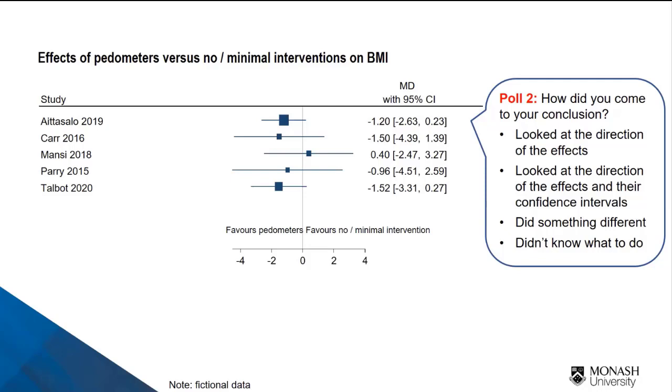Yeah, I'll be brave. I said direction of effects and confidence intervals. Because although the direction of the effects seems to favour pedometers for most of the studies, except for MANSI, all of the confidence intervals cross the line of no effect and are also pretty wide. I guess you could suggest that the ITA Salo 2019 one has more weight, but again, that still crosses the line of no effect. So that's what I used for my assessment.